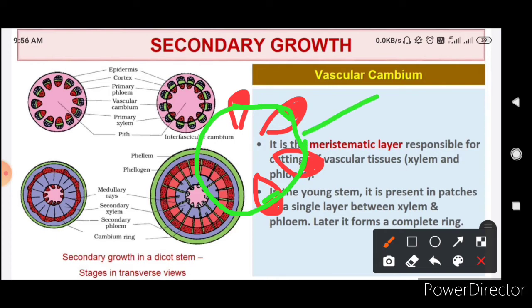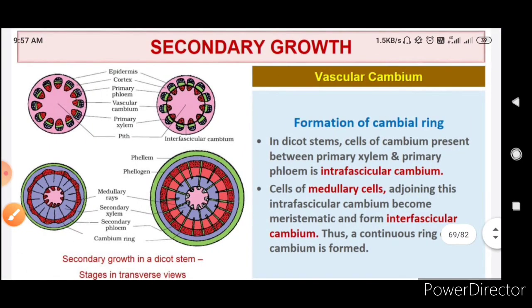So the cambium between two vascular bundles, which is forming a ring-like structure, is nothing but the interfascicular cambium. You can see this is the interfascicular cambium. Then this vascular cambium will grow xylem and phloem, and in this way the girth of the plant will increase. So now comes the formation of the cambial ring.